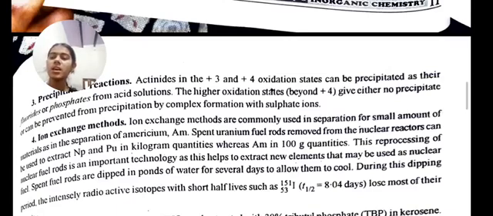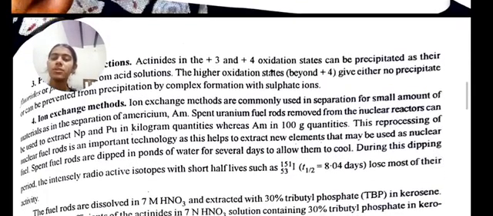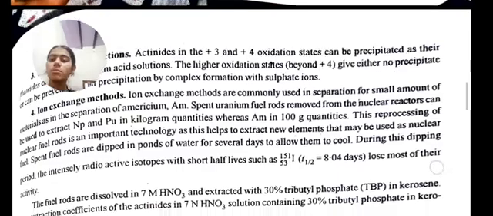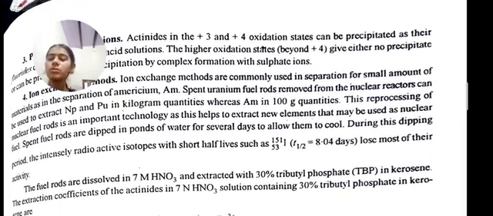used as nuclear fuel. Spent fuel rods are dipped in ponds of water for several days to allow them to cool. During this dipping period, the intensely radioactive isotopes with short half-lives such as those with 8.04 days lose most of their activity. The fuel rods are dissolved in 7 molar HNO3 and extracted with 30% tributyl phosphate in kerosene.